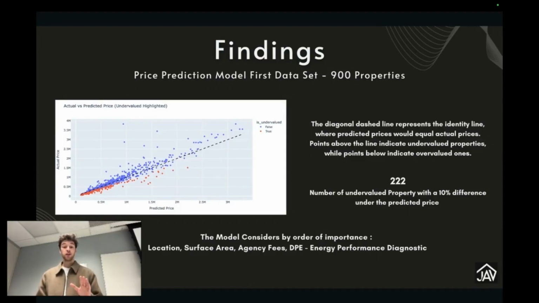Keep that in mind. By doing so, the model already got the order of importance of the things it needed to look at, such as the location, the surface area, the agency fees, and the DPE, which is a French thing that stands for Energy Performance Diagnostics. Basically, it is really important because it represents how much you're going to pay for heating, water, stuff like that, and if your property was renovated recently.